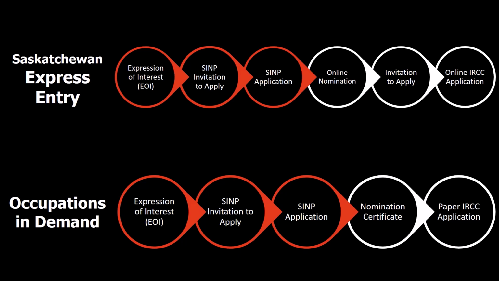The first three steps are the same for both categories. First, you need to submit an expression of interest or EOI on the SINP portal, named Oasis. The link to their portal is in the description below. Here, you create an account, fill in your information, and submit the EOI. There is a detailed guide available on this, which can be downloaded from the link in the description below.